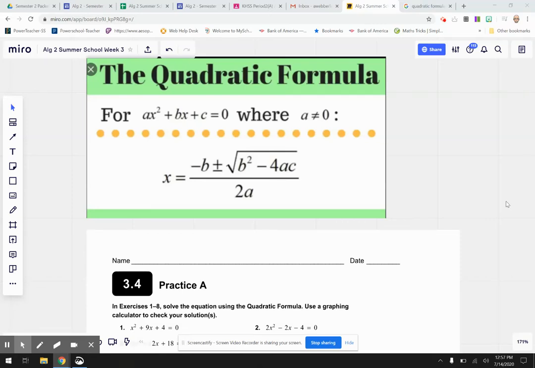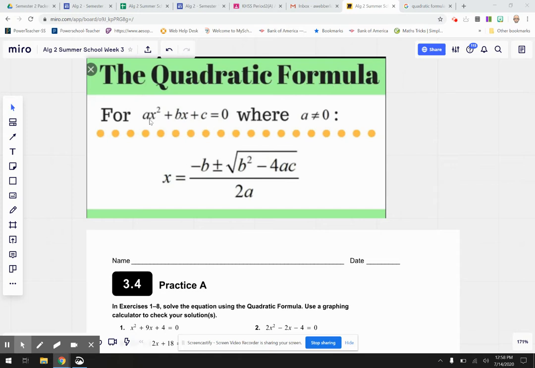All right, here is a video for section 3.4. This is practice A. And as you can see, we have the quadratic formula. So we're still solving quadratics, still solving ones where there's an x squared in it. And sometimes you can factor, sometimes you can use square roots, sometimes you can do completing the square. But all the time you can use the quadratic formula.